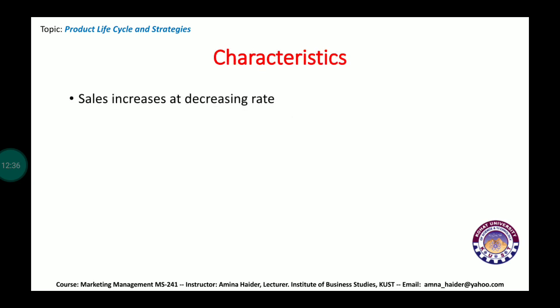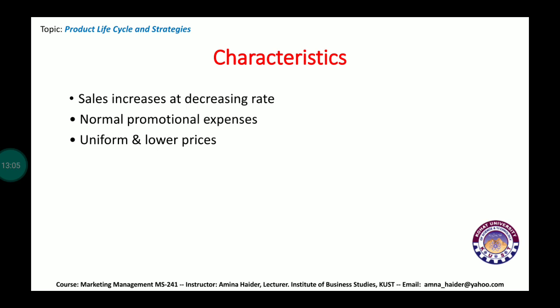The characteristics of products in the maturity stage: the sales increase at a decreasing rate. This is where the market becomes more saturated, so your profit margin begins to decrease. Normal promotional expenses, because here you are not spending to create awareness. Your focus is mainly to differentiate your product.